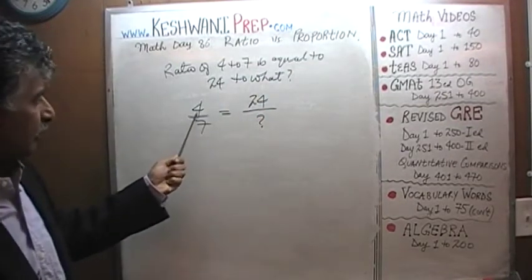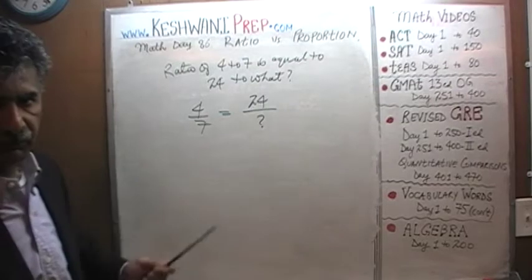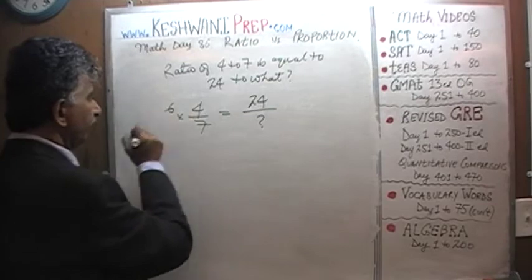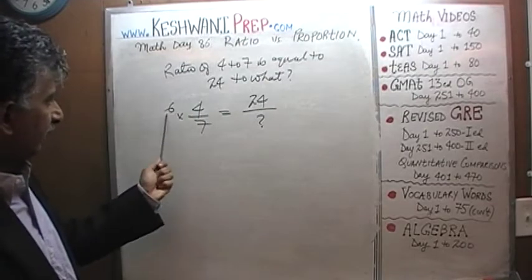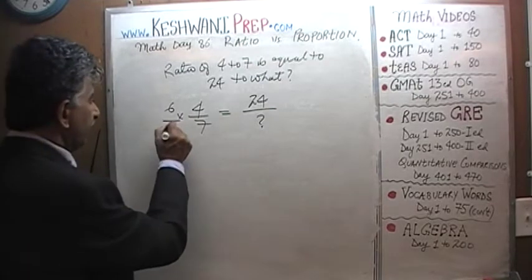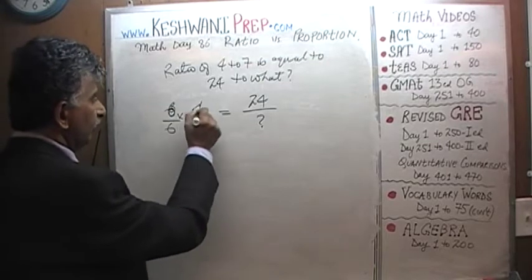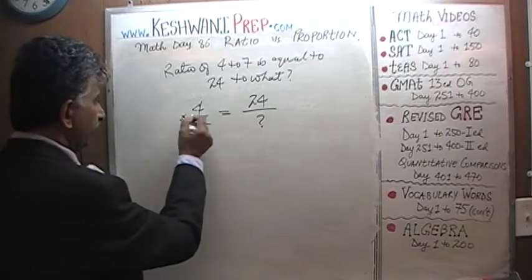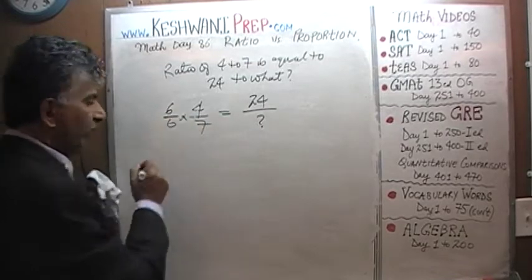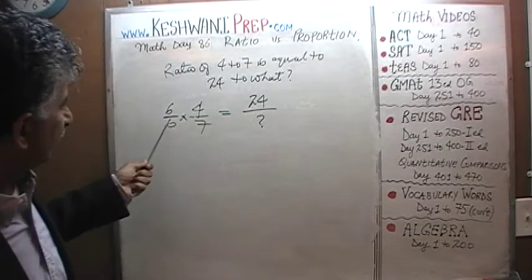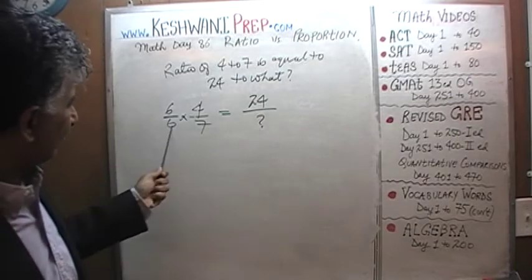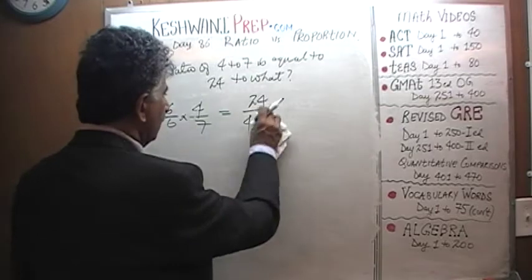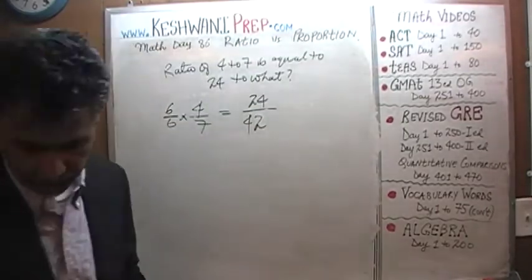Ask yourself, what do we need to do to 4 to make it 24? What times 4 equals 24? The answer is 6. Now, since we multiply the top by 6, we have to multiply the bottom by 6. In other words, we are taking the ratio of 4:7 and we are not doing anything to it. It's still 4:7. We are simply multiplying it by 1, except 1 takes the form of 6 over 6. So there is your answer. Bottom must be 6 times 7, which is 42. No need to make a fuss about it.